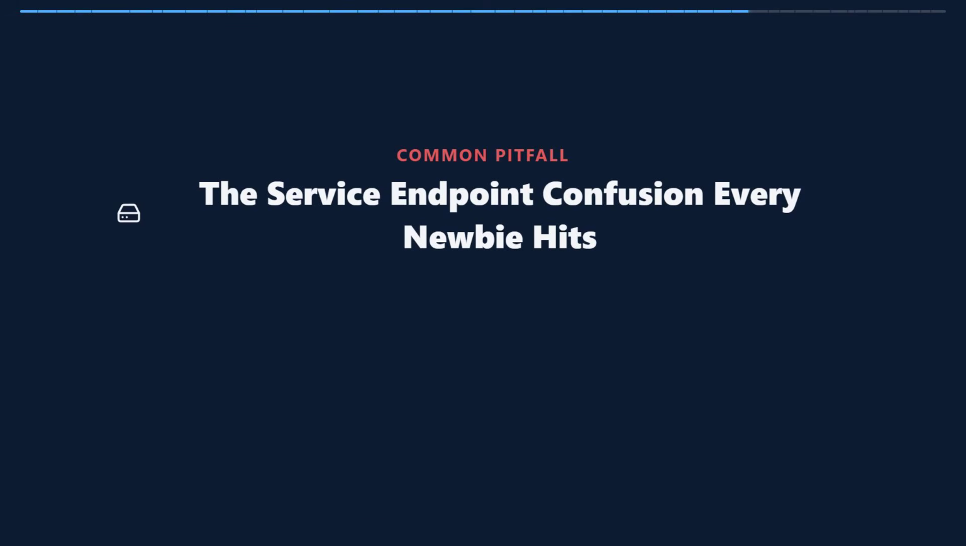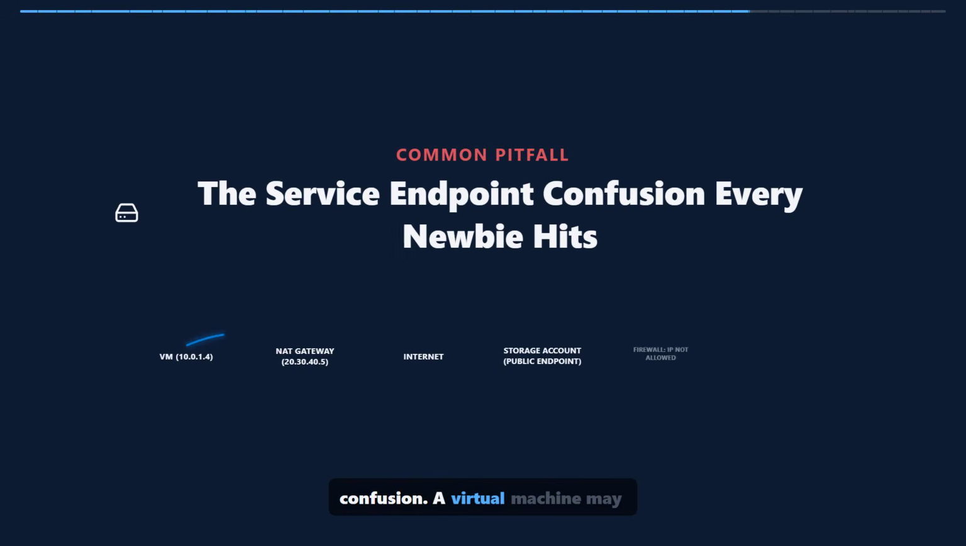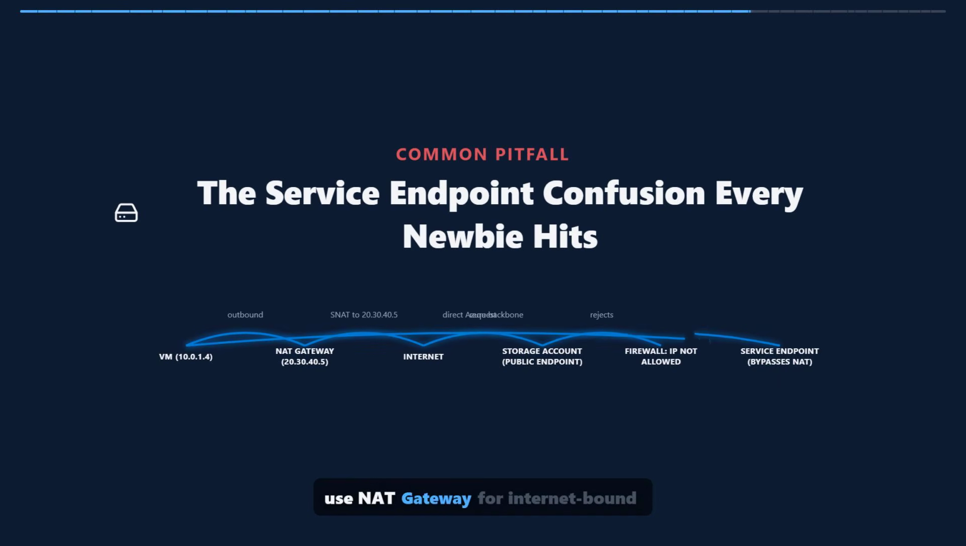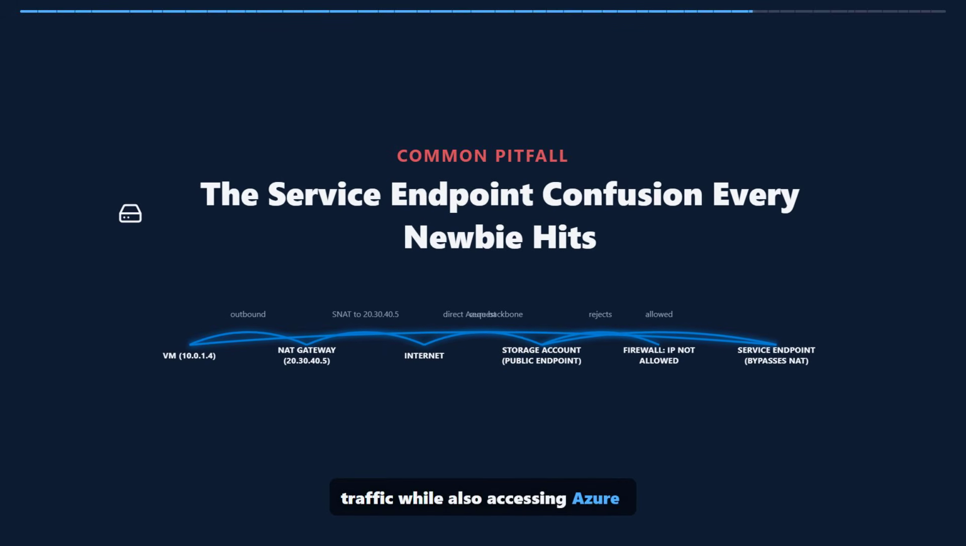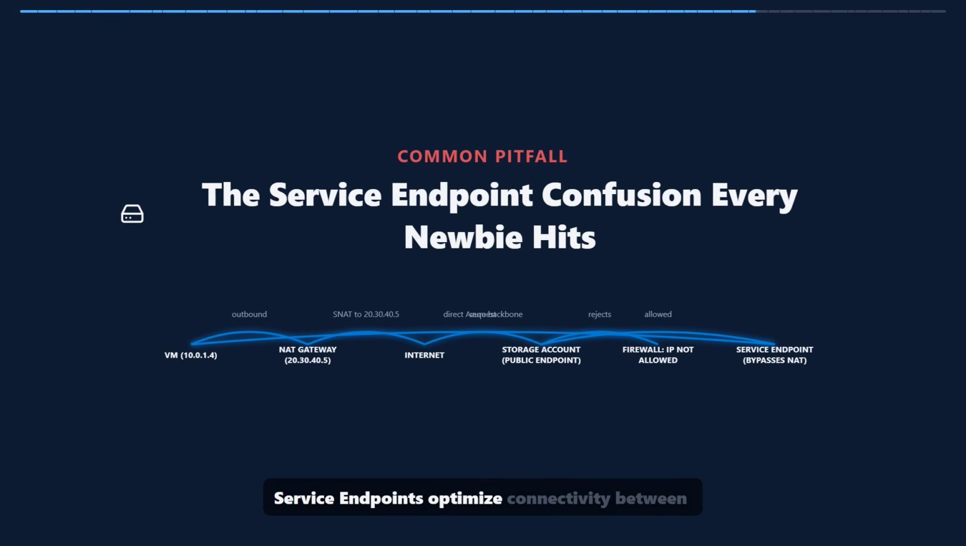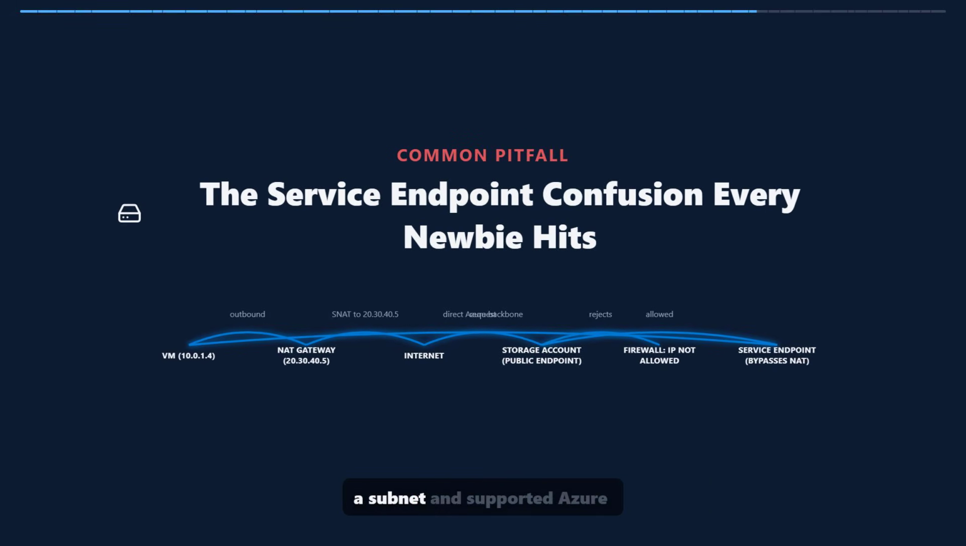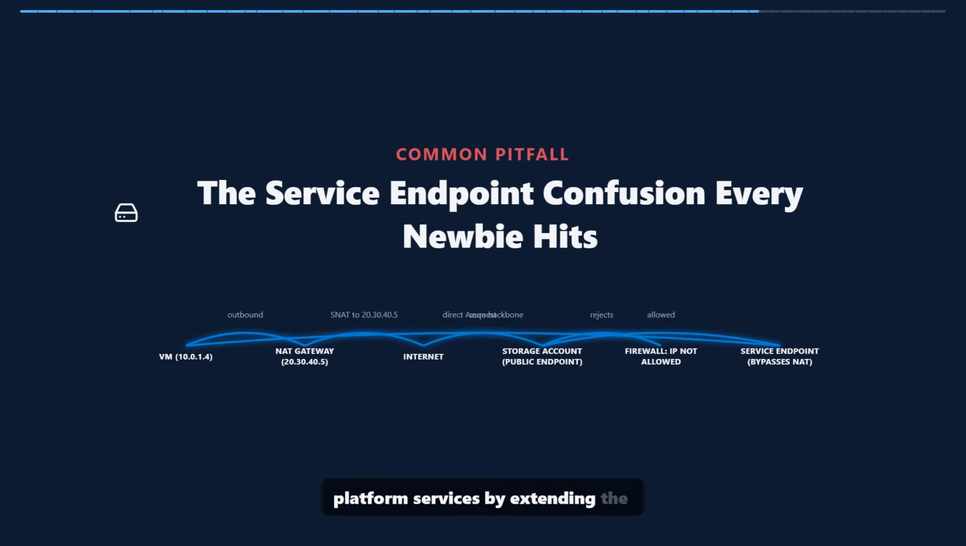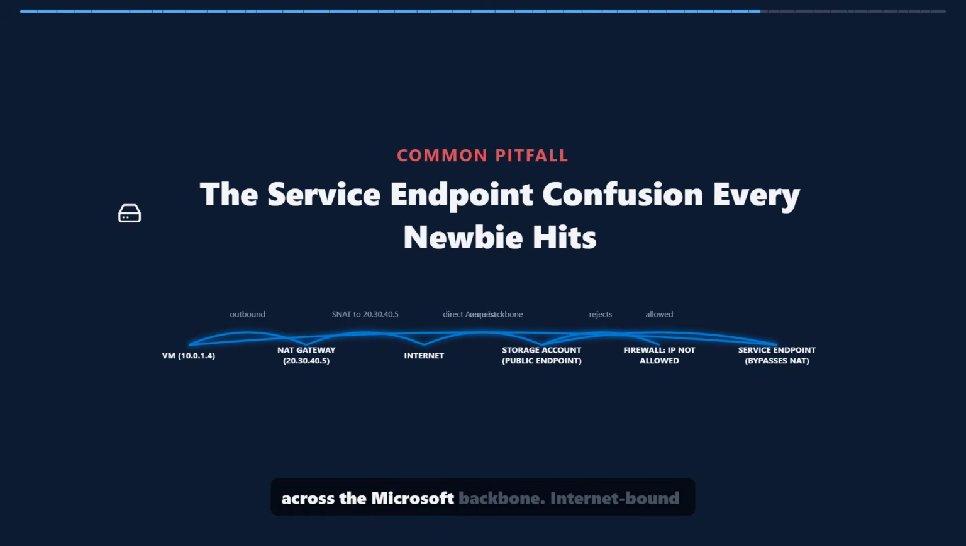Here's a common point of confusion. A virtual machine may use NAT Gateway for internet-bound traffic, while also accessing Azure storage using a service endpoint. These are not competing technologies. Service endpoints optimize connectivity between a subnet and supported Azure platform services by extending the subnet's identity to those services across the Microsoft backbone.